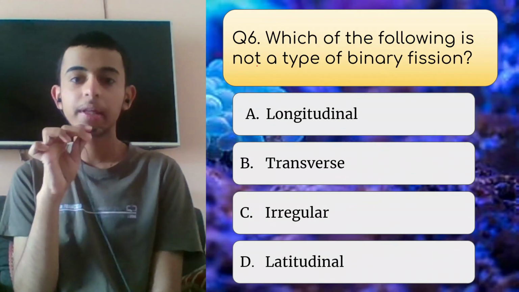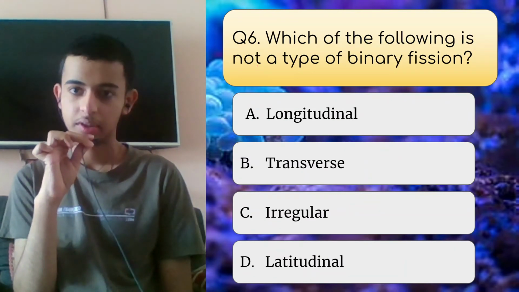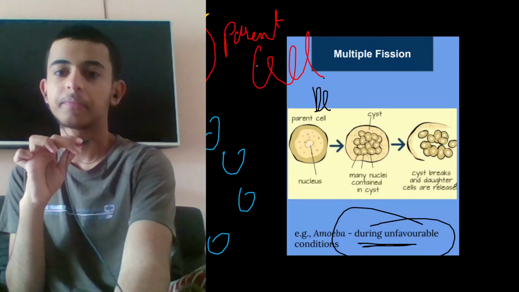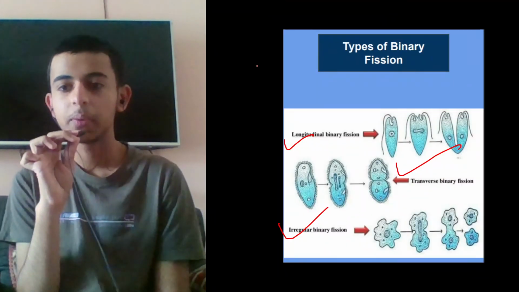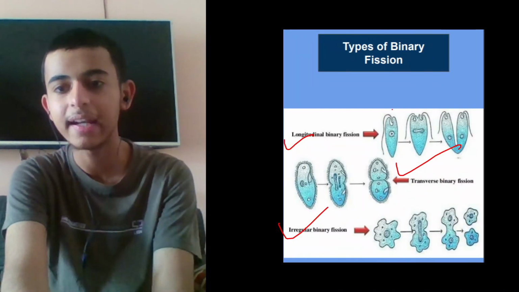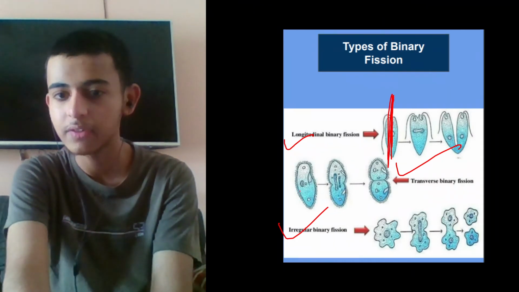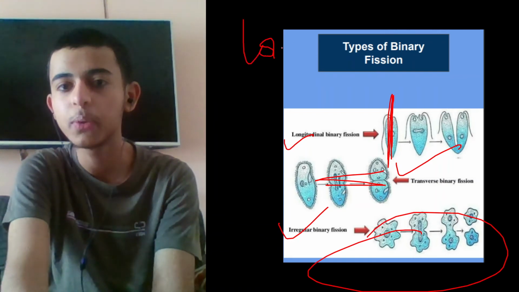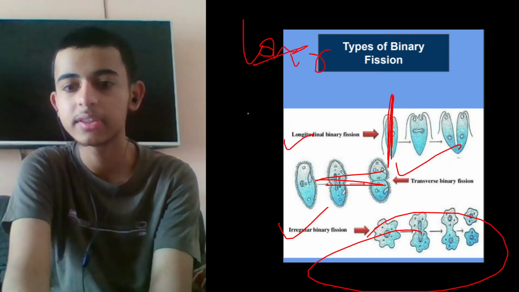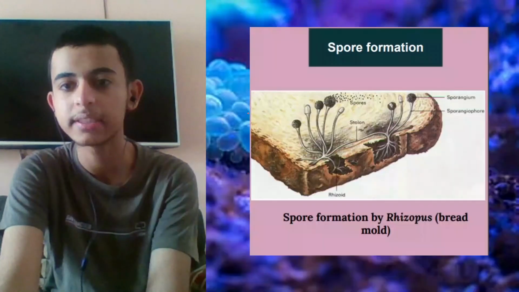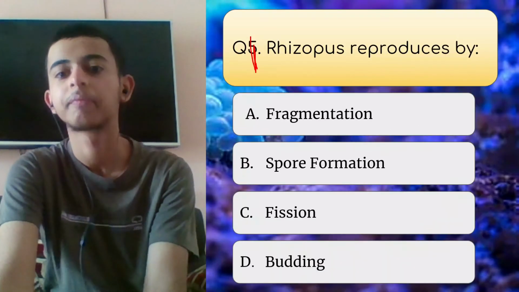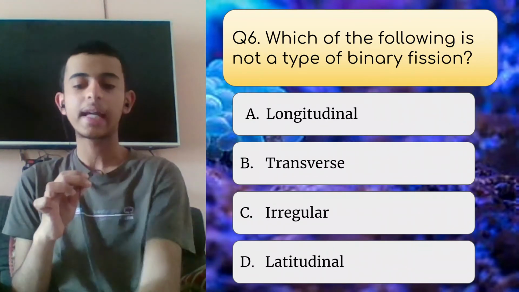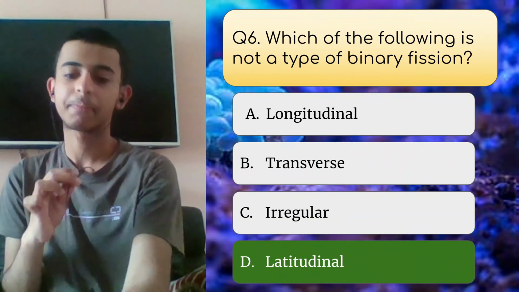Which of the following is not a type of binary fission? We talked about them. Just recall. Longitudinal. What happens in longitudinal? The standing one. Transverse, horizontal. Irregular, like amoeba. So longitudinal, transverse, and irregular. Let's look at the options now. Longitudinal, transverse, irregular, latitudinal. So the answer is latitudinal because it's not a type.